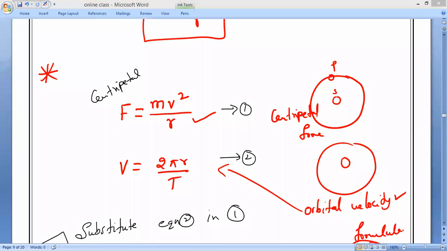One is he considered the orbit of a planet to be circular. Next, he accounted the gravitational force between the sun and the planet as the centripetal force of the planet revolving in its orbit. And as we know, what is the centripetal force formula, guys? mv square by r. And what is the orbital velocity formula when the body is revolving in a circular path? 2 pi r by time taken. 2 pi r means the circumference of the orbit. T means the time period of revolution. That is what it is.